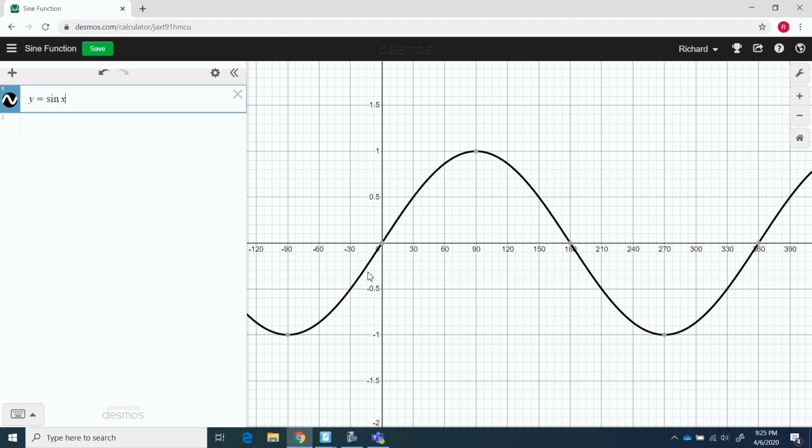So you notice also that it starts the pattern at 0, and it's finished the pattern when we get to 360 degrees. That'll be important here in a couple of minutes when I start talking about some of these descriptors we're going to use to describe the graph.